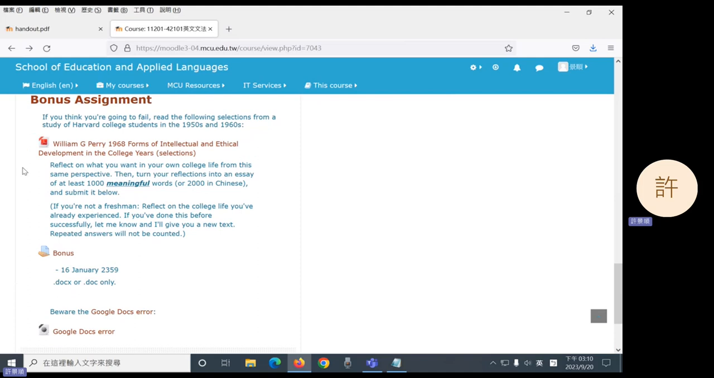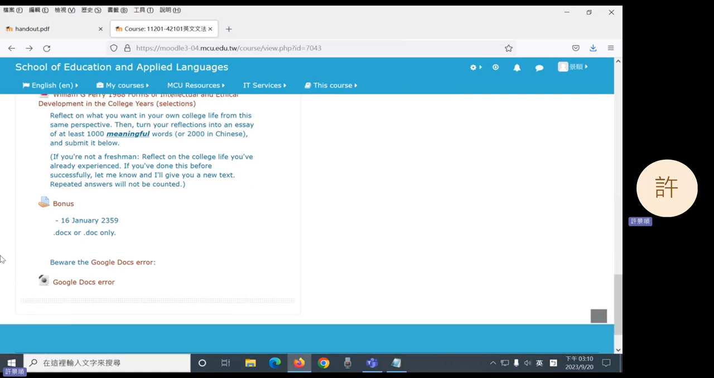Now, one more thing I want to remind you before we begin this week. Last time I talked to you about the bonus assignment. I said it's at least 1,000 meaningful words or 2,000 words in Chinese, also meaningful words. But when you count words, and if you use Google Docs, and you're counting the number of words, be careful of the Google Docs error. What is the error?